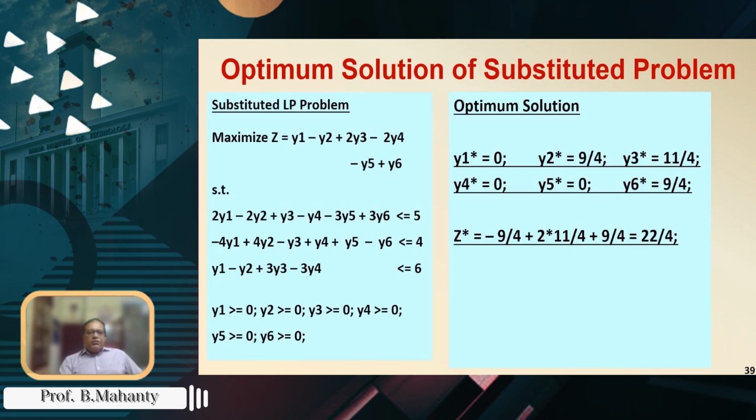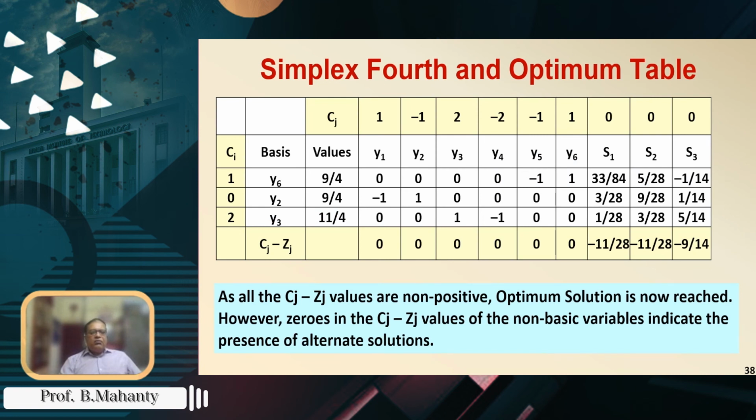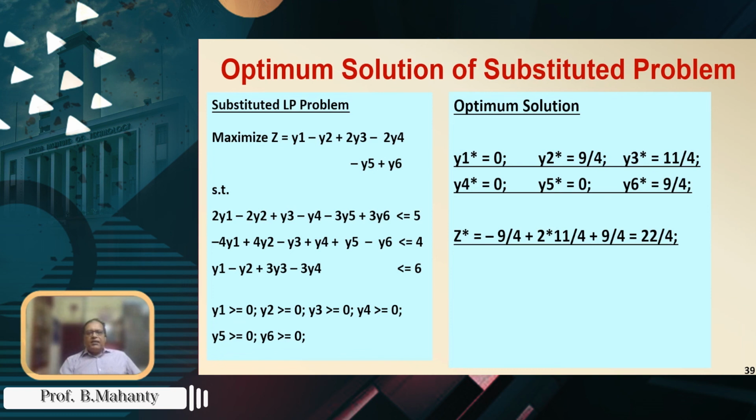But once you get the solution, y1 is 0, y2 is 9 by 4, y3 is 11 by 4, y4 0, y5 0 and y6 9 by 4. You see, we did not get all these values. We got only y2, y3 and y6. Other variables are non-basic, so they are at 0 level. All right, so these values and z can be computed. The z is 22 by 4 based on this objective function.